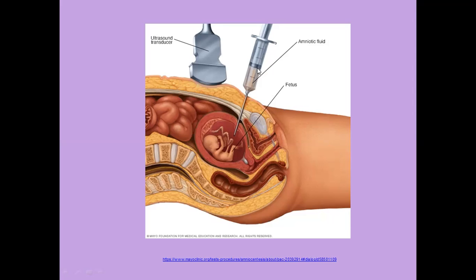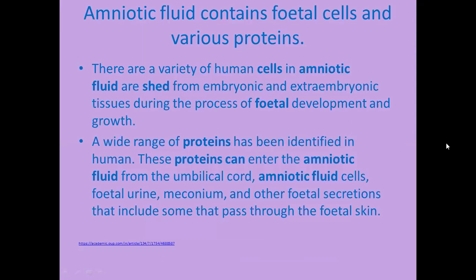So a needle is pushed through the abdominal surface, through the muscle layers and the wall of the uterus, through the amniotic sac and into the amniotic fluid. And then some amniotic fluid is extracted. That amniotic fluid is then tested in various different ways to determine if there's anything wrong with the embryo.